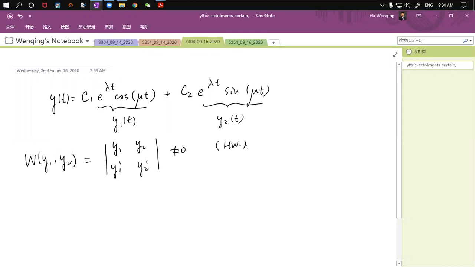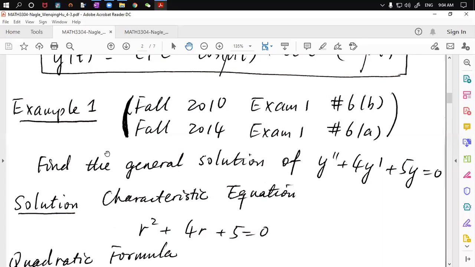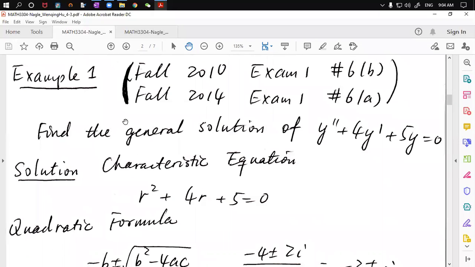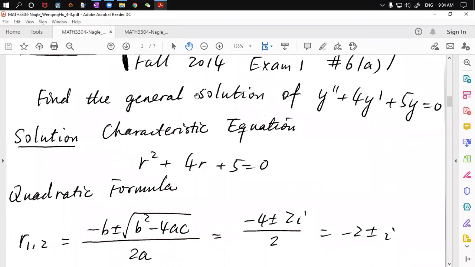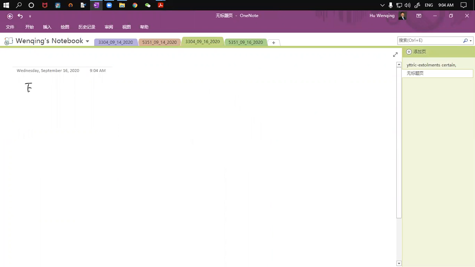Okay, so let's look at a few examples just to get familiar with all these issues. For example, can you find the general solution of y double prime plus 4y prime plus 5y is equal to 0? That's example 1, this equation y double prime plus 4y prime plus 5y equals 0.